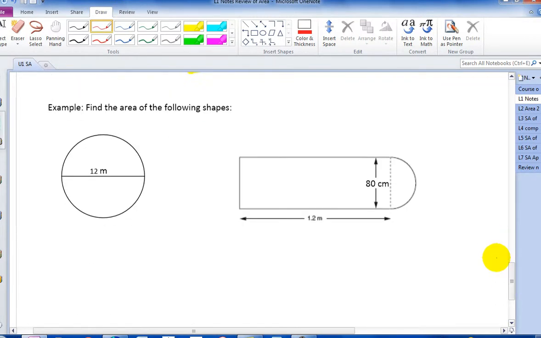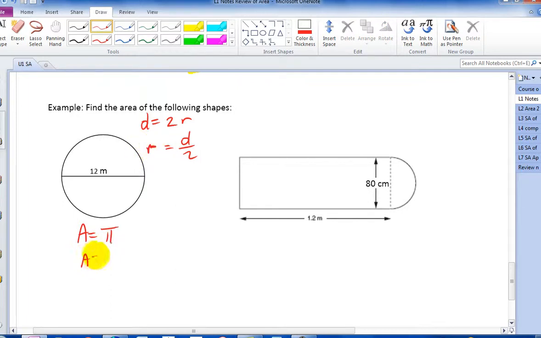Area equals pi times 12 squared. Is that correct? No, no, no. Yeah, 6. So remember this one: the diameter equals 2 times the radius, and the radius equals the diameter divided by 2. So half of the diameter. Okay.